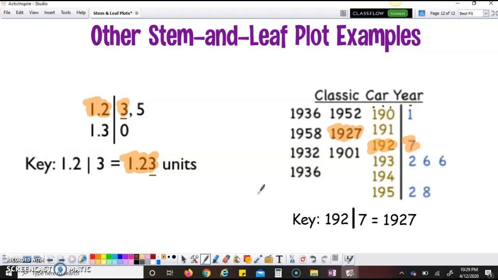But anyway, these are just different ways that you can see a stem and leaf plot, showing you how place value can be used.